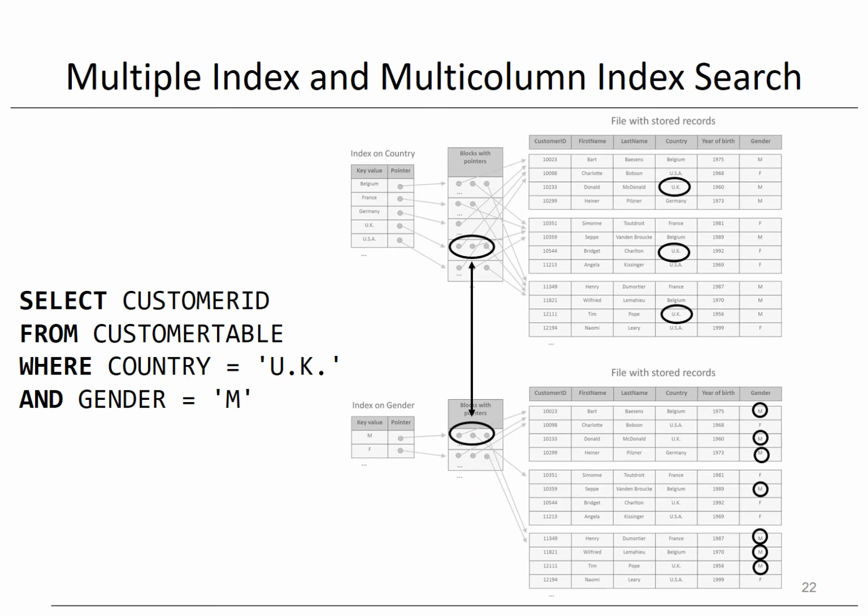As an example, this figure illustrates the use of 2 indexes, one on country and one on gender, to execute the already familiar query: select customer ID from customer table where country equals UK and gender equals M. By taking the intersection between the set of pointers referring to people living in the UK and the set of pointers referring to males, all pointers to males living in the UK can be identified.